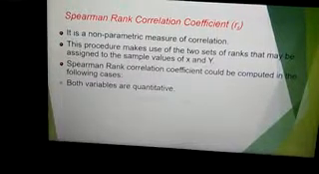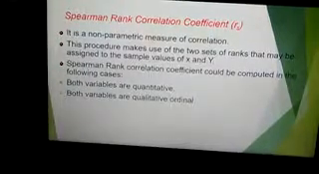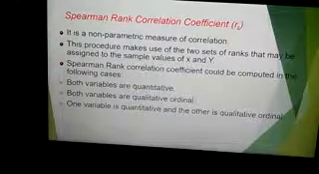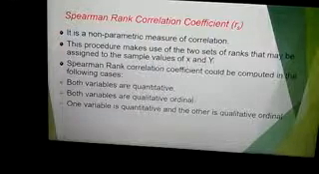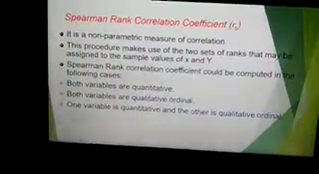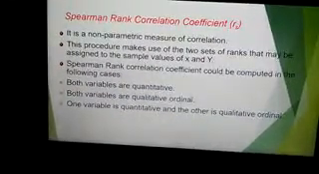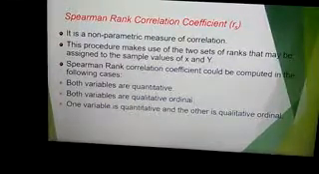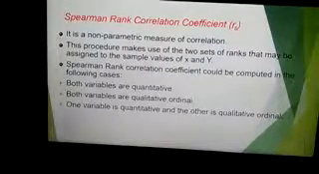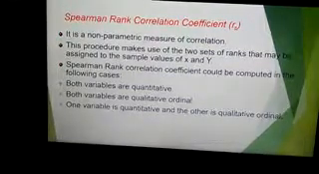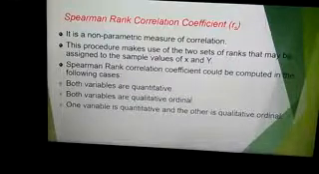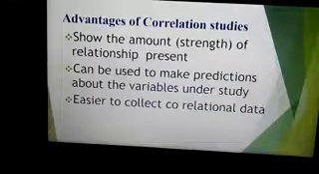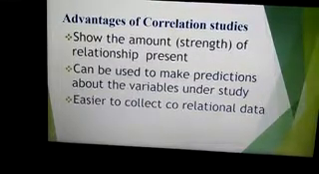Both variables are quantitative. Both variables are qualitative ordinal. One variable is quantitative and the other is qualitative ordinal. So when these three cases are found, we will have to use the Spearman rank correlation. But you must take note, when you use the Spearman rank correlation, make sure that the data are non-parametric.